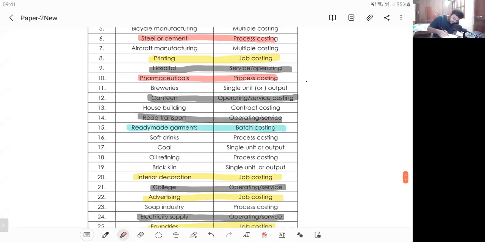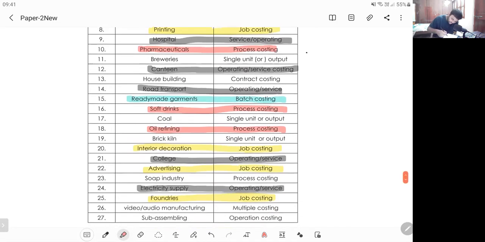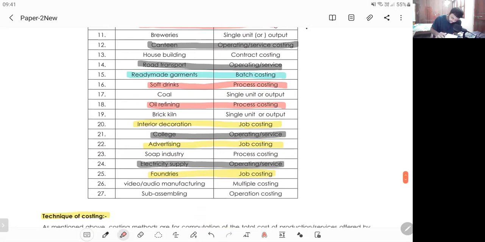Next, soft drinks also use process costing. Oil refining also uses process costing. Soap industry also uses process costing.